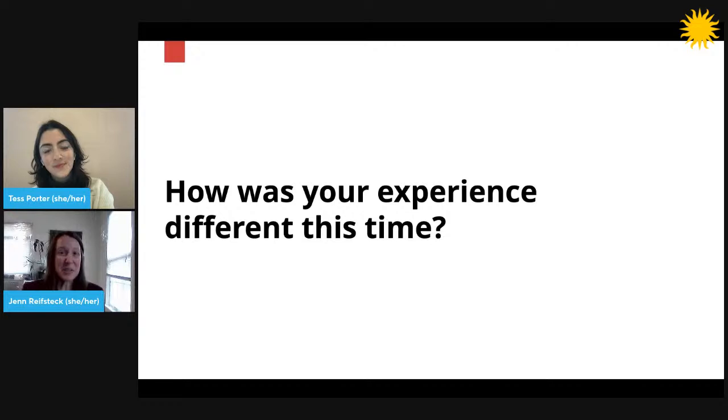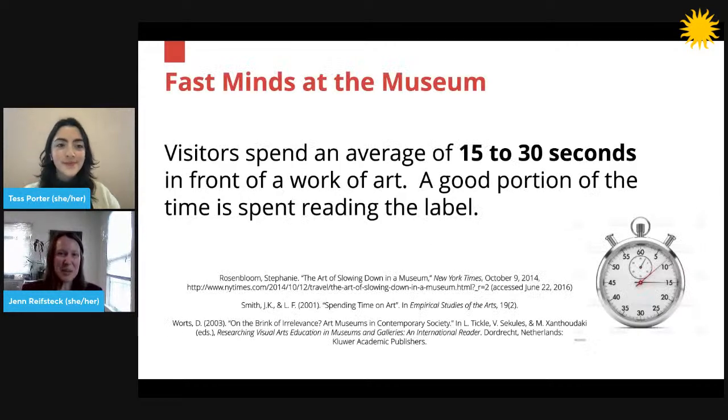So what we just recreated for you was a little experiment. In our first experience, we had the image, but also the wall label, the text for the image, to recreate what our typical mind is like when looking at works of art in a museum. There have been several timing and tracking studies where the research shows that folks are spending an average of 15 to 30 seconds in front of a work of art, and a good portion of that time is spent reading the label. So we got a sense of our typical museum visit with that first look. And then with that second look, we experienced mindfulness and we experienced slow looking.